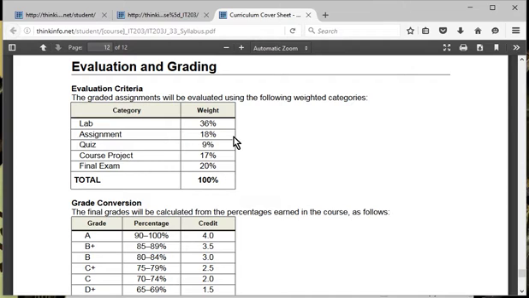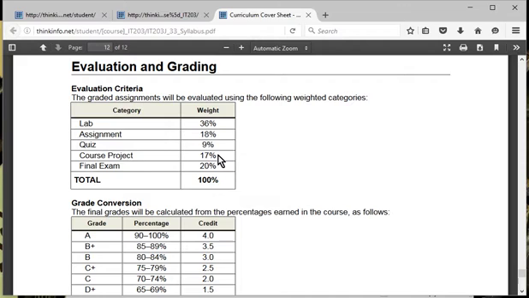So that means the biggest, most important thing in this class is to do the labs. The second most important thing is to take the final exam and to do your assignments. And then you have the quizzes and the course project. Now the course project is worth 17% of your grade. It's a pretty good chunk. And you do have to be in class to complete the course project. We'll have a few weeks near the end of the quarter to do that.